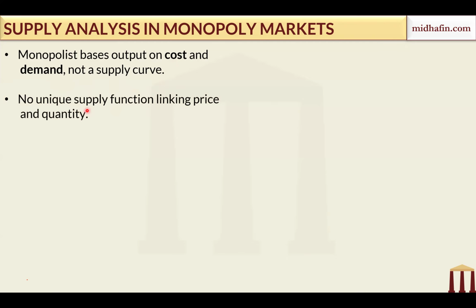There is no unique supply function which links price and quantity. See, in a perfect competition, we could describe supply as a direct relationship. If you remember, it was a line with a positive slope. We were choosing that as an example. You can describe supply as a direct relationship between price and quantity.